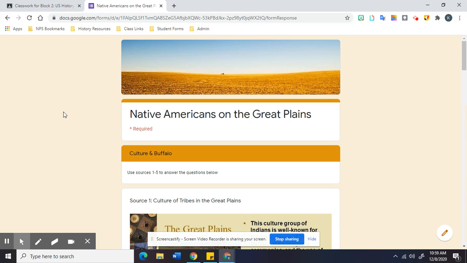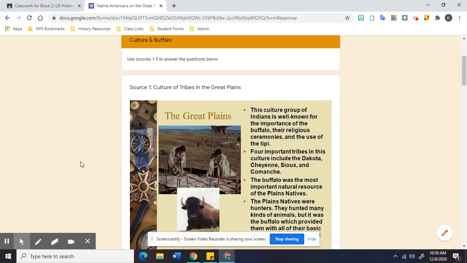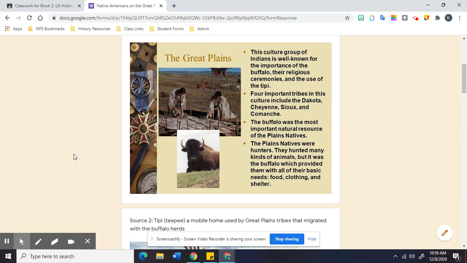So, culture and the buffalo. We're going to have 5 sources, 5 documents, 5 infographics, whatever you want to call them, that explain the culture of the tribes in the Great Plains. And I'll read them to you. The Great Plains. This culture group of Indians is well known for the importance of the buffalo, their religious ceremonies, and the use of the teepee. 4 important tribes in this culture include the Dakota, the Sioux, the Cheyenne, and the Comanche.